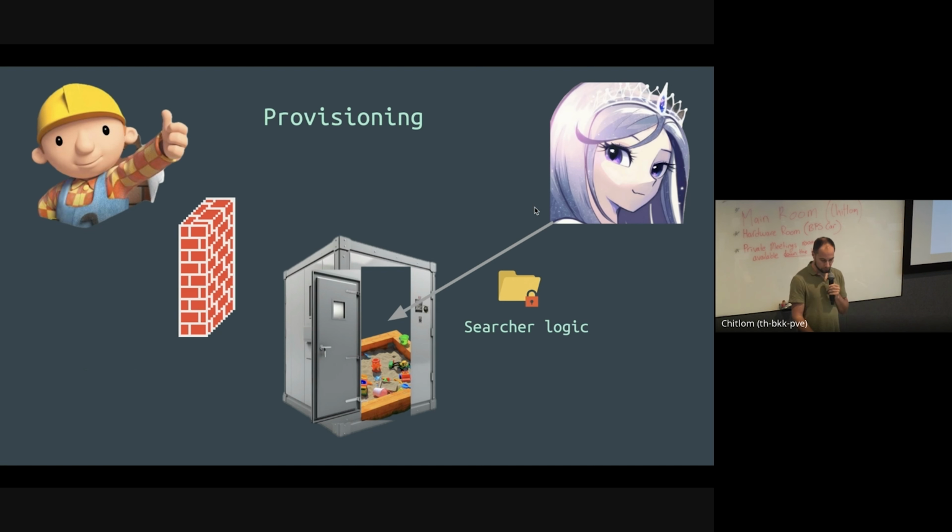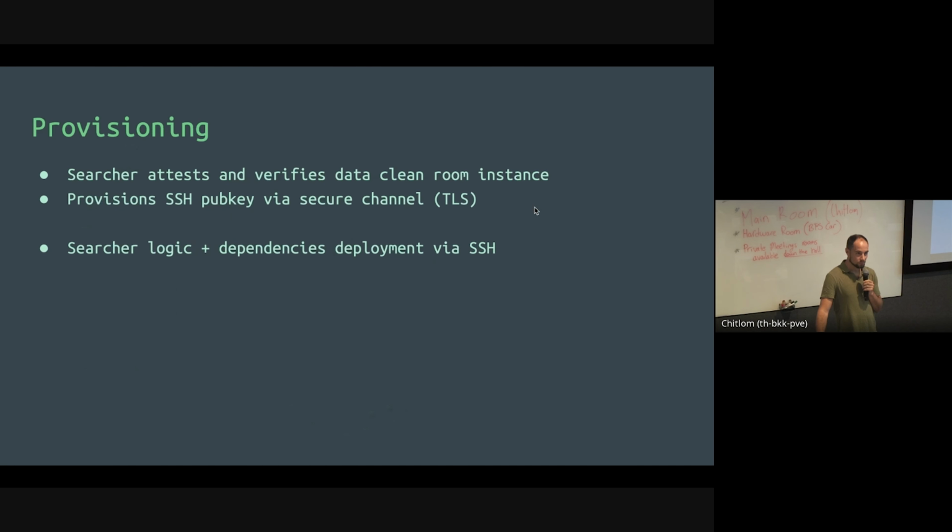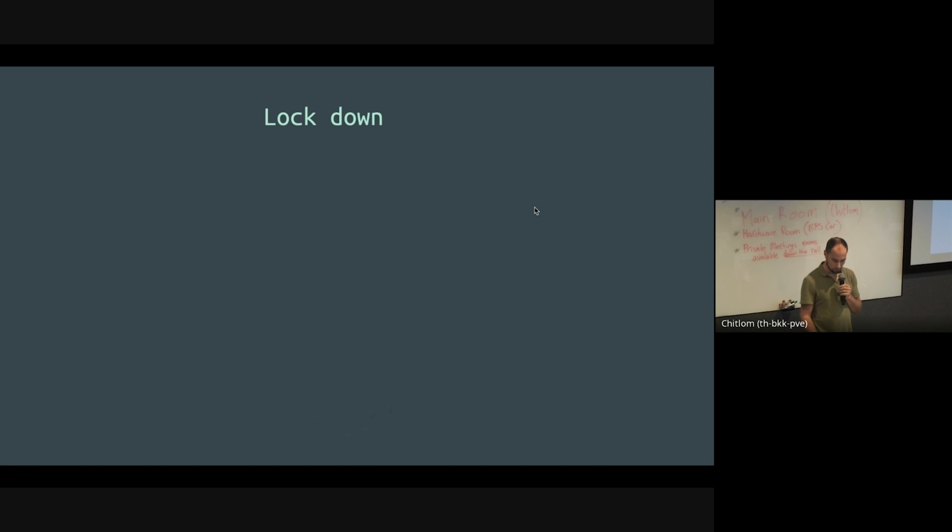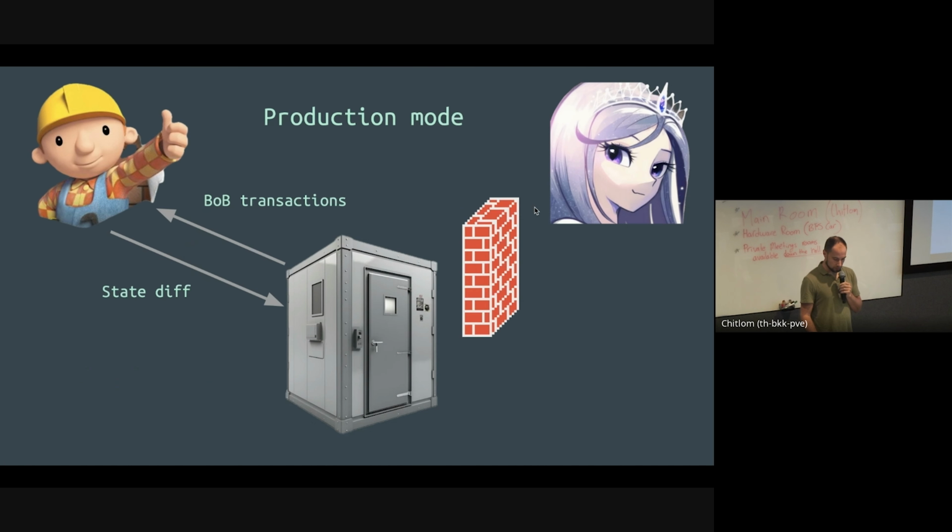Yeah, these are the steps. So basically, we start with provisioning. The searcher provides the searcher logic within the sandbox, within the data clean room. For this, the steps are, first of all, attest and verify the data clean room instance with that attestation token. Then we provide the SSH public key. That's the searcher who provides that via a secure channel. And then once they have SSH access, they're just going to apply their logic and dependencies. And then we go into lockdown mode, and then we open production mode, which is basically streaming state diffs and sending BoB transactions back.